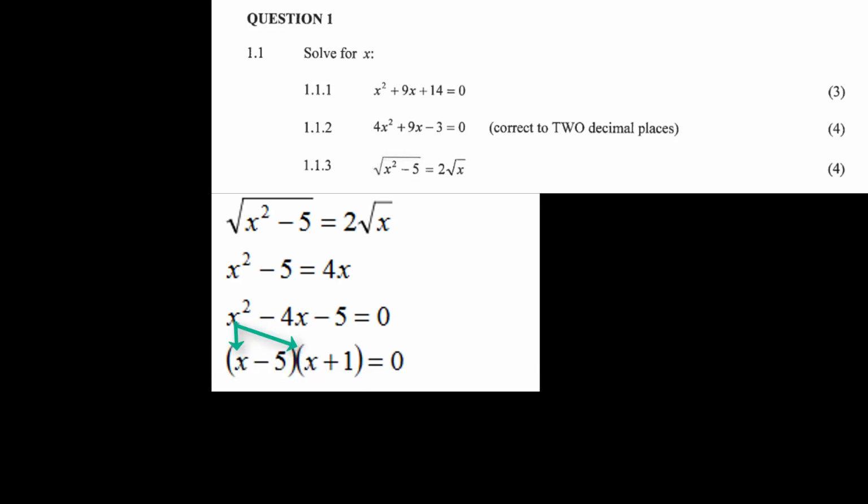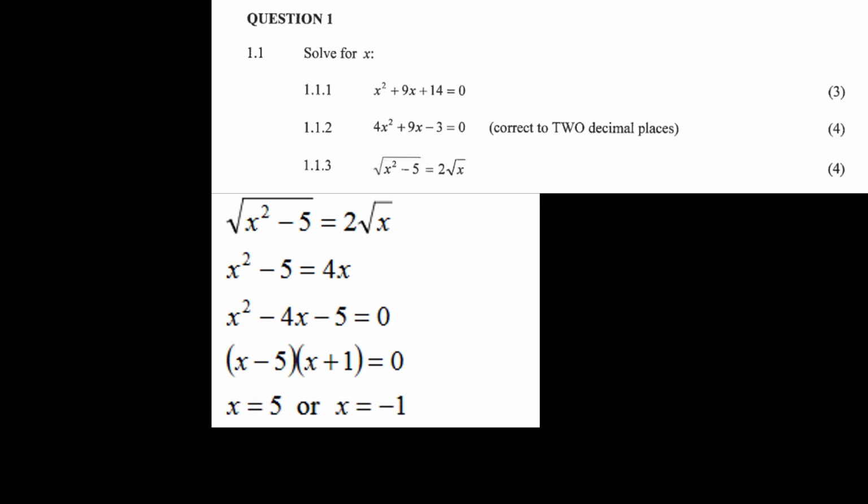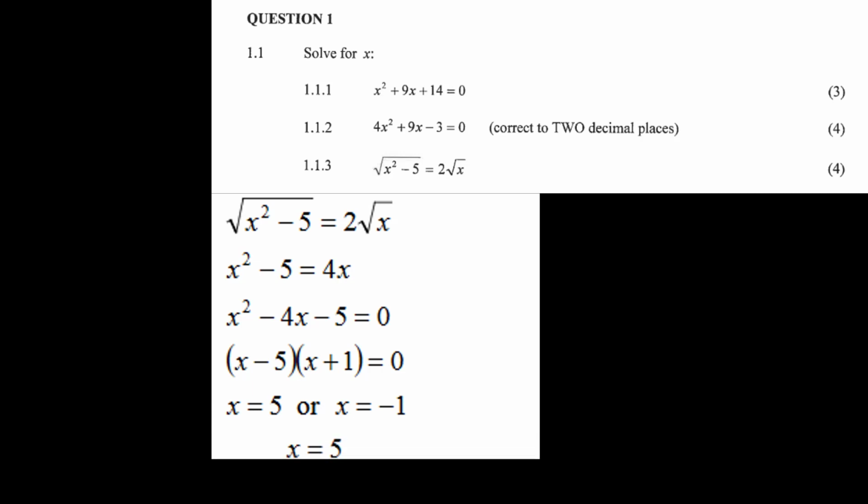Apply FOIL. First, the x times x components will each have a 1. And the last, only the factors of 5 and 1 make up 5. So this is going to be x something 5, x something 1. Get the minuses and the pluses right. You need to get to minus 4. So it'll be minus 5 plus 1: x minus 5, x plus 1, or x equals 5, or x equals minus 1. Put those back into the original equation and you'll see that only x equals 5 is a real solution.